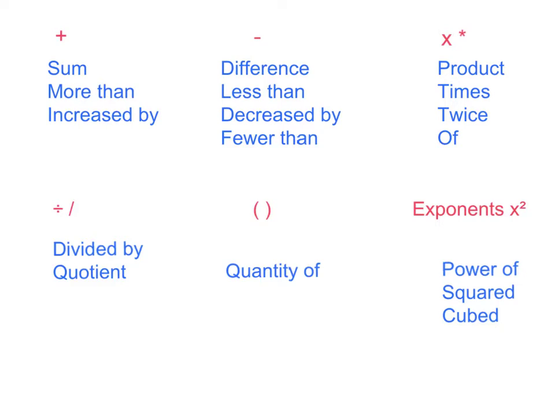And then we always have parentheses when we say the quantity of, and then you would have some sort of operation within the parentheses. And then to refer to an exponent, either the power of, or if it's to the power of 2 we would say squared, or to the power of 3 we would say cubed.